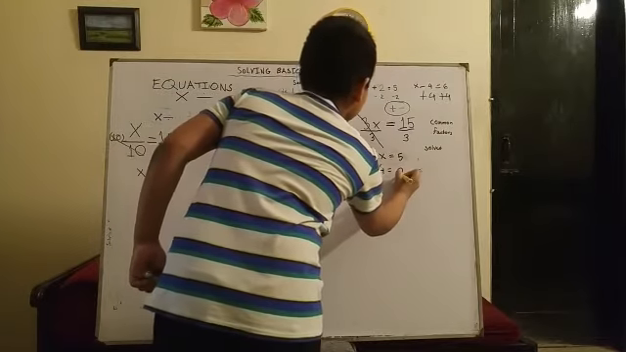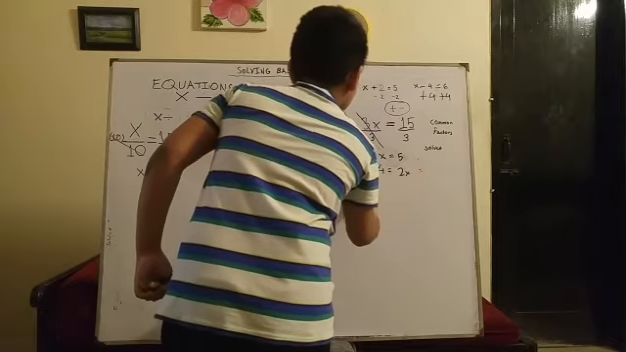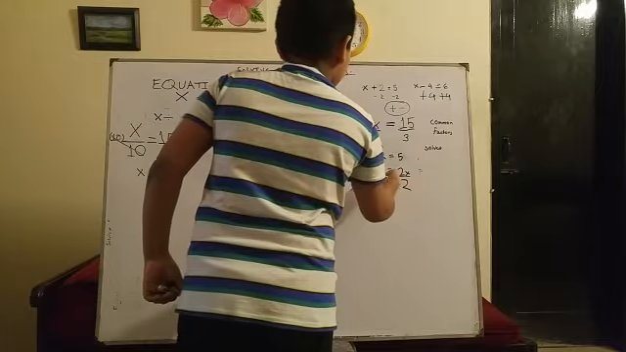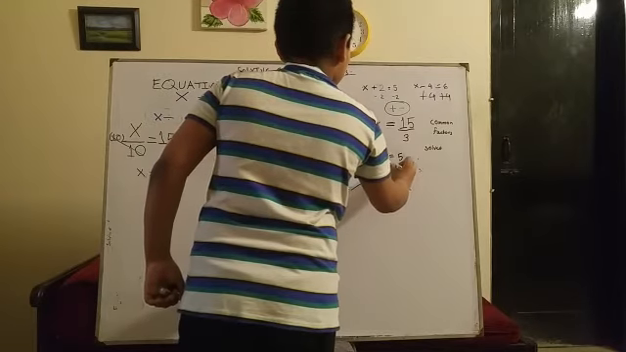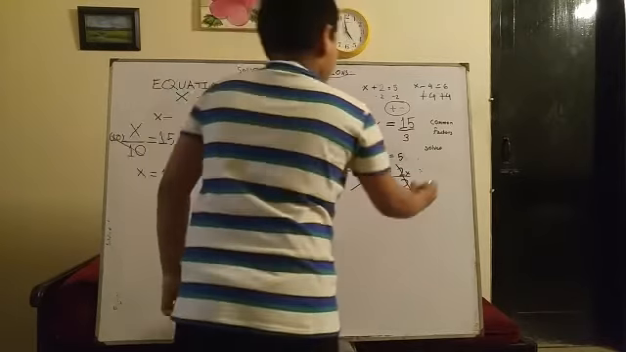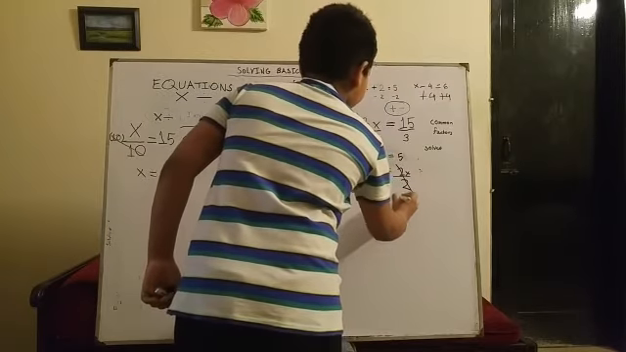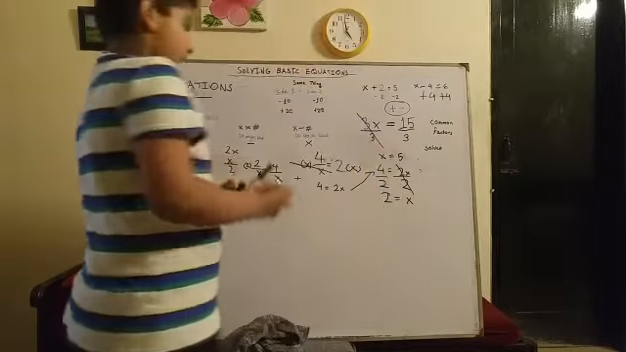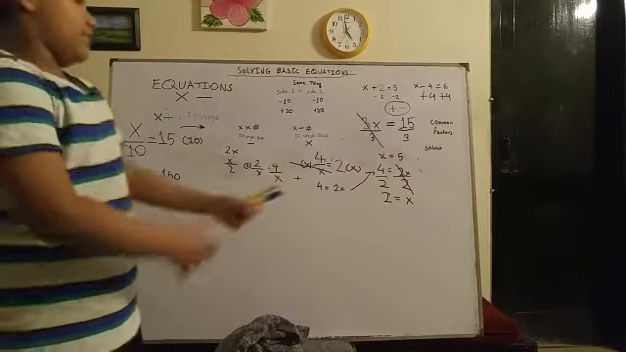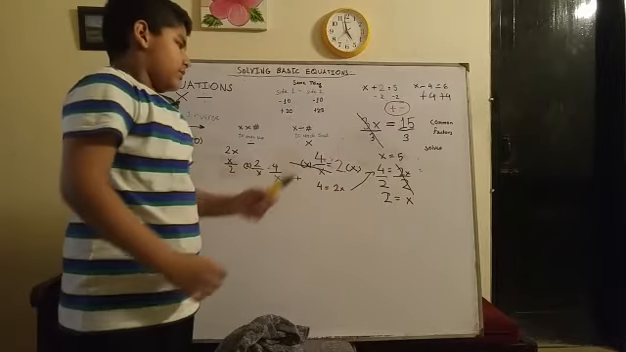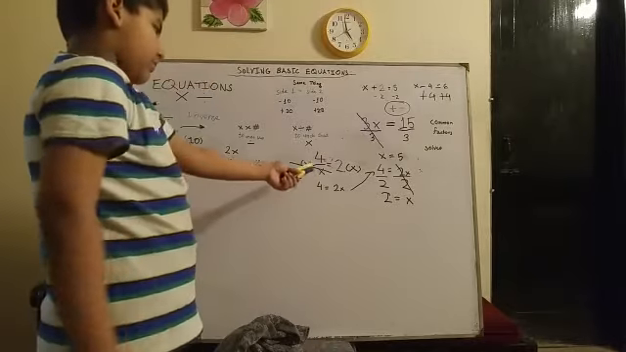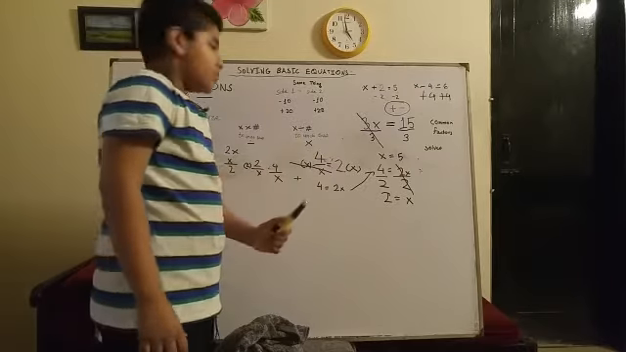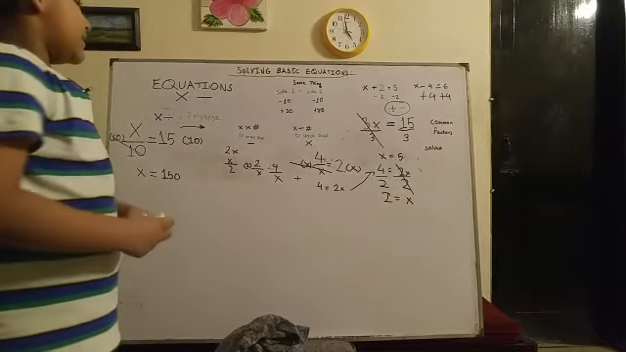4 equals 2x. So we need to divide both sides by 2. So the 2's cancel, leaving x all by itself, and 4 over 2 is 2. So x equals 2. You can see that if you think, what is half of 4, or 4 over 2? It's 2. So that is all there is to it.